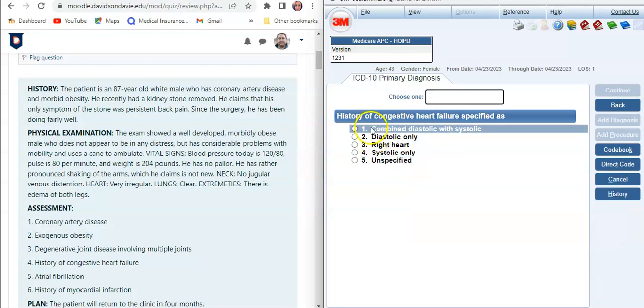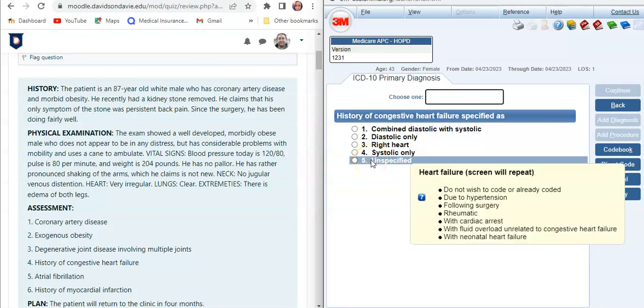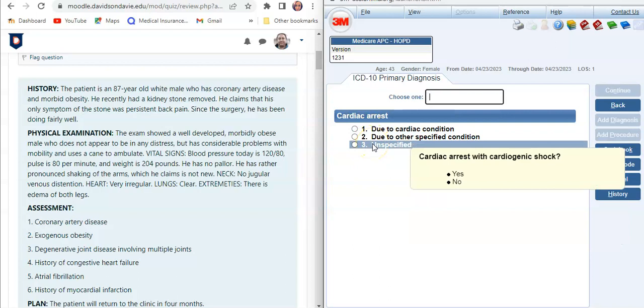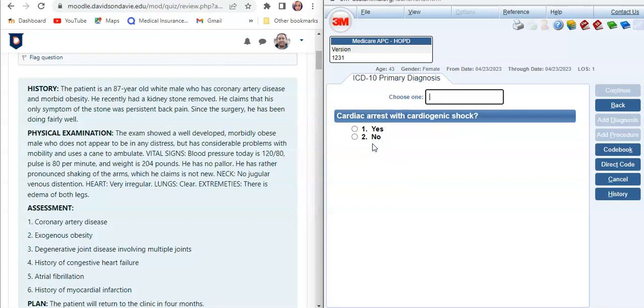It doesn't specify what kind of heart failure, if it's right heart, systolic, and so we're just going to say unspecified. Again, if it's not in the documentation, then we can't assume what it is. So unspecified.